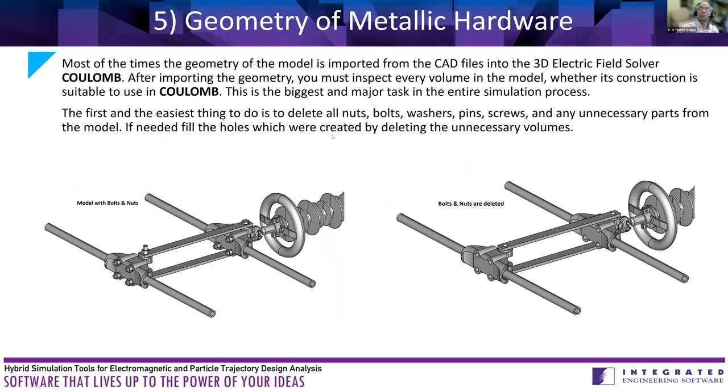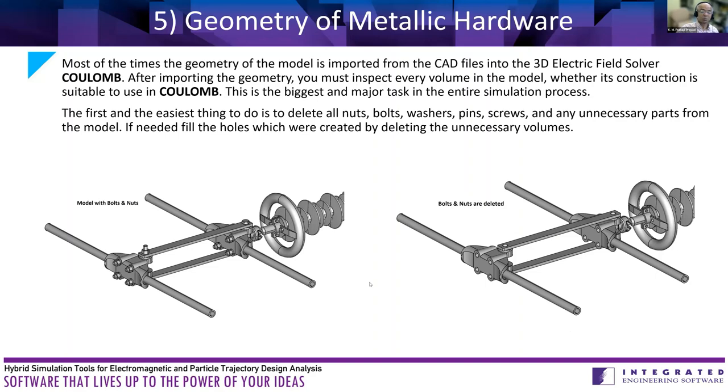Next, the geometry of the metallic hardware. Any insulator is tied to the tower with so much metallic hardware. If you are interested, especially in the corona rings, and want to see what the electric field is on the corona ring and on the insulator sheds, then you have to model all this. The first tip is, you can remove all the bolts, nuts, pins, washers, and all that. You remove that. Otherwise, you cannot do the simulation.